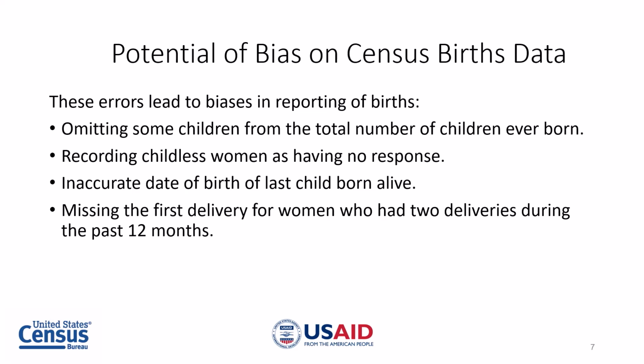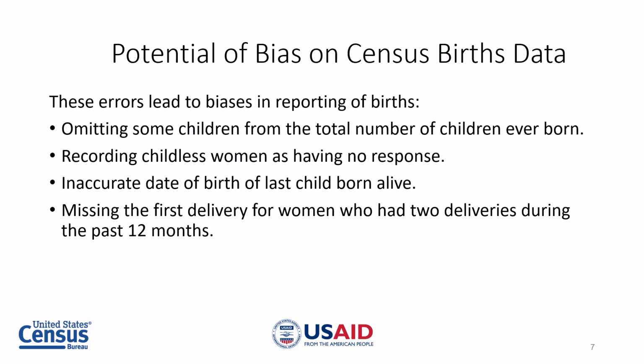First, omitting some children from the total number of children ever born. Women over age 35 might be more likely to underreport the number of children ever born. Second, recording childless women as having no response. This error leads to overestimating births. If childless women are recorded as having no response, the responses get imputed when it should be 0. Third, inaccurate date of birth of last child born alive. Remember that we derive from this census question the number of births in the 12 months previous to the census. These biases affect the accuracy of maternal mortality measures.